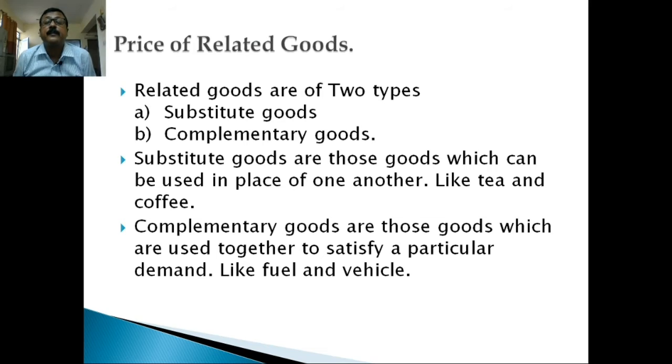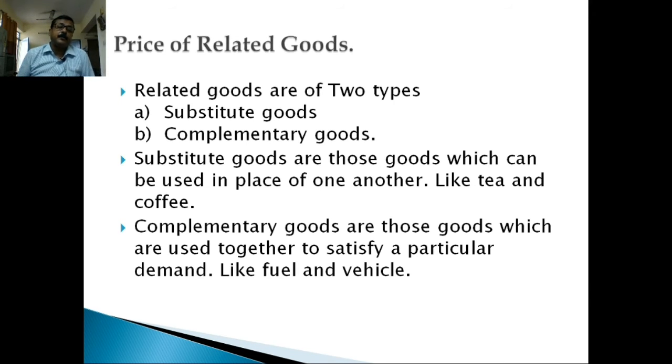For example, we have taken here tea and coffee. If the price of tea increases for some reason, then people will have a tendency to switch over to the use of coffee. So when the price of tea increases, its substitute, coffee, will find an increase in its demand. That means for every rise in the price of tea, there will be a corresponding increase in the demand for coffee.